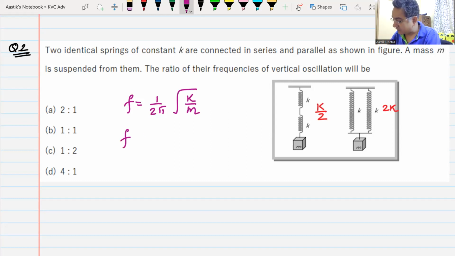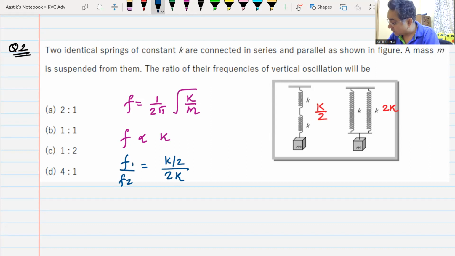So F is directly proportional to root K. So I can get F1 by F2 will be equal to root over K by 2 divided by 2K. Sorry, it has to be root over this. So the answer is root over this. So the answer is 1 by 2.